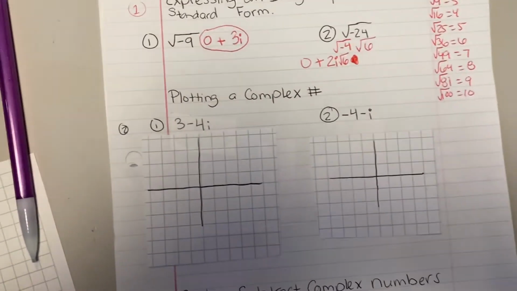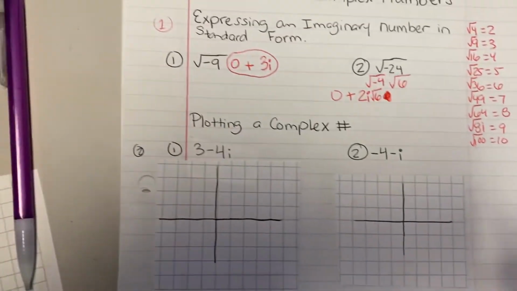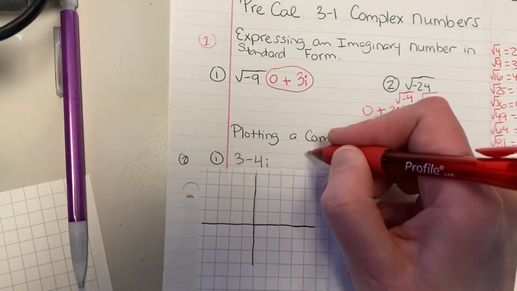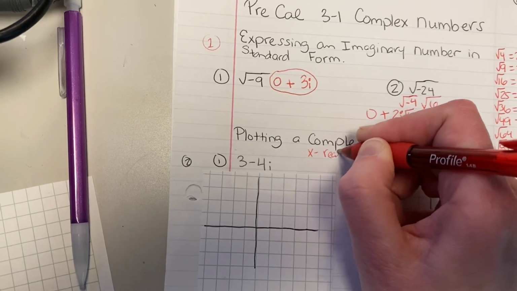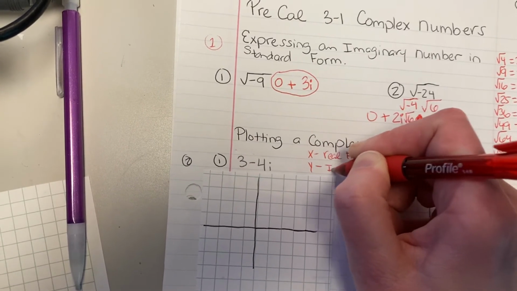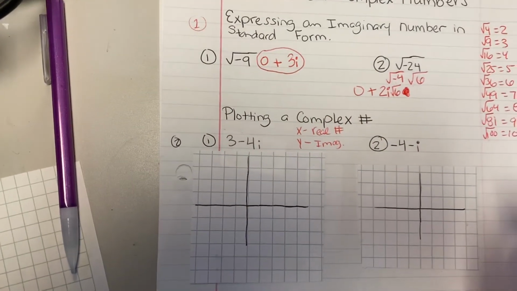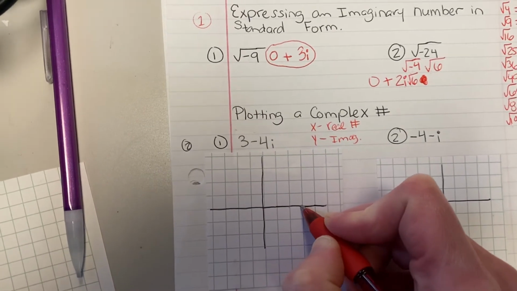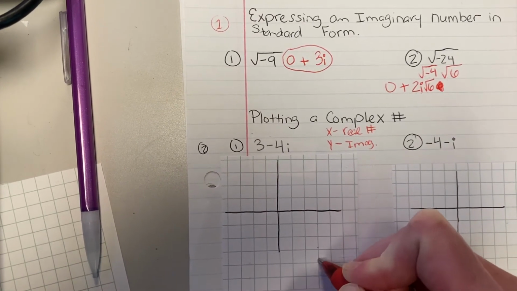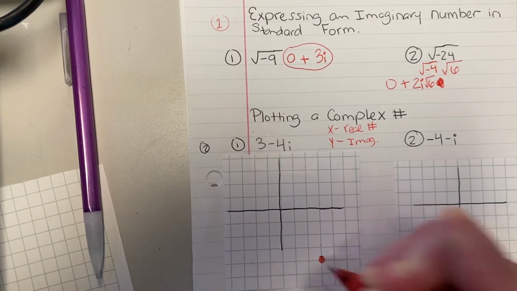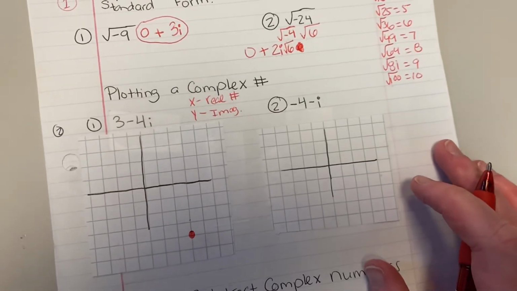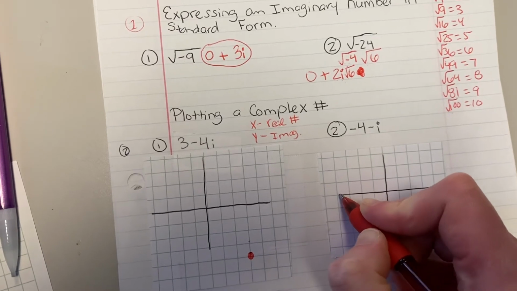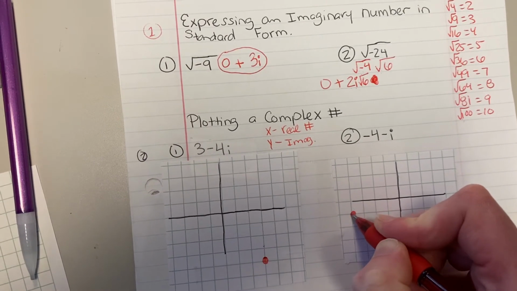Okay, plotting complex numbers. This really goes with slide number 2. This is your real, this is your imaginary. So the x-axis is your real numbers. The y-axis is your imaginary numbers. Okay, so I go to 3, 1, 2, 3 on my x, or my real axis, and go down 1, 2, 3, 4 on my imaginary. Okay, so this is -4. So my real 1, 2, 3, 4, and negative i, so I go down 1 on my imaginary.